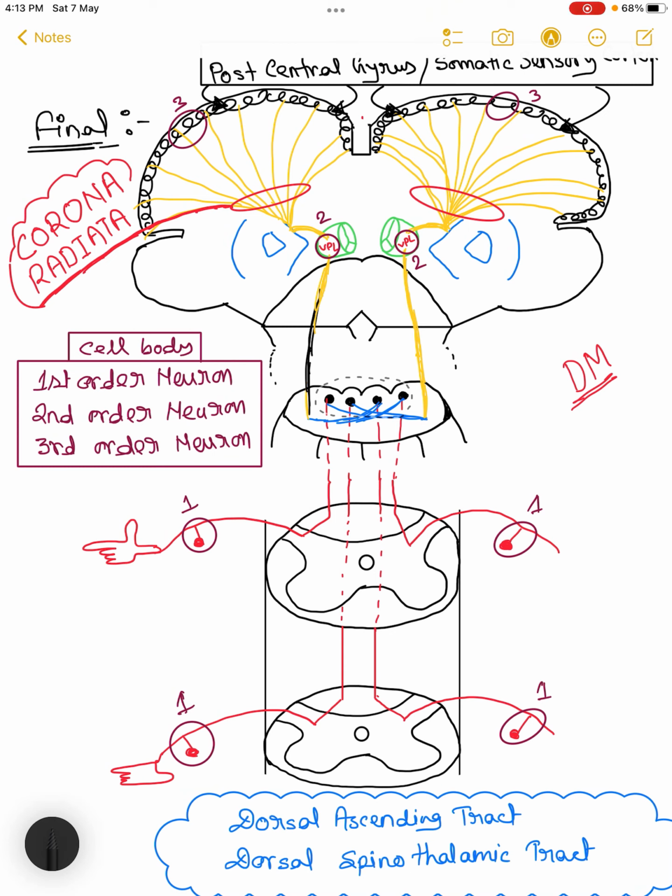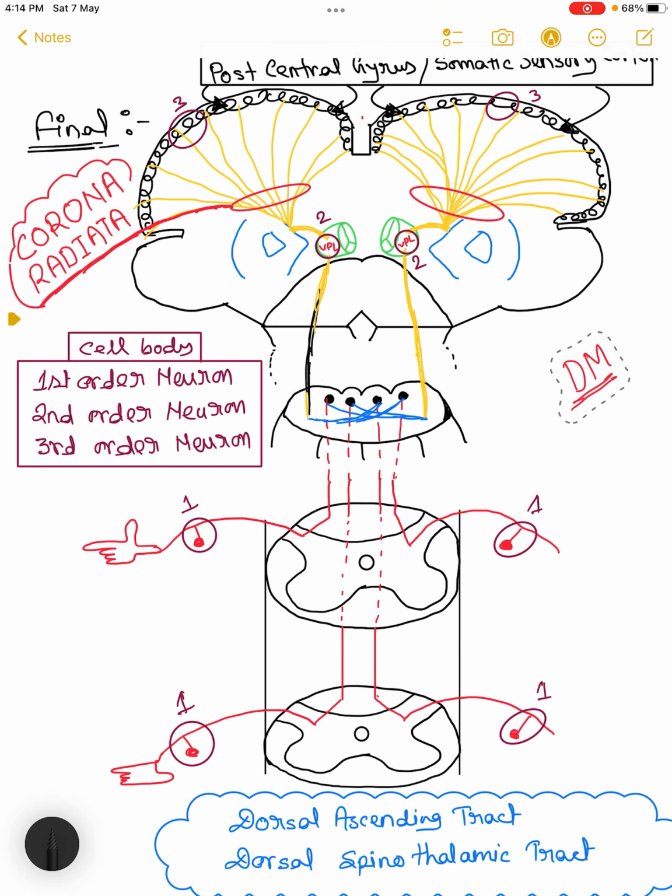And from those nuclei a new fiber will generate, but now they will cross each other, right? And we know that this crossing is known as what? Internal arcuate fibers. Now the internal arcuate fibers will move upward. After forming that, they will make a new bunch of fibers on two sides, which is known as what? Yes, you know that, our medial lemniscus.